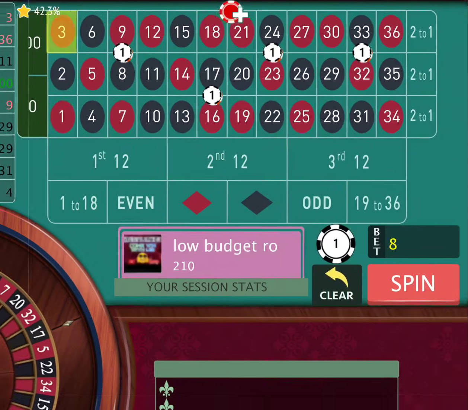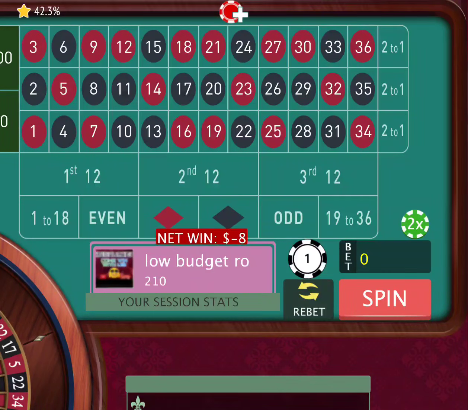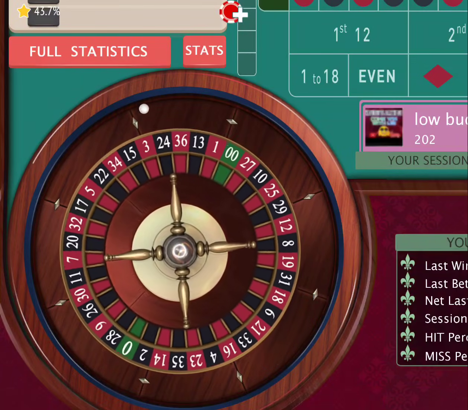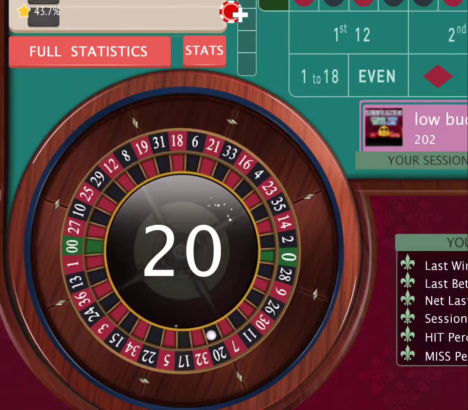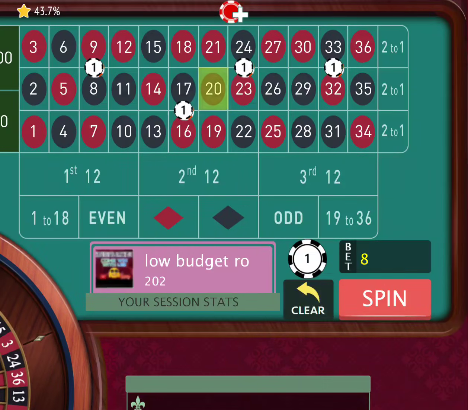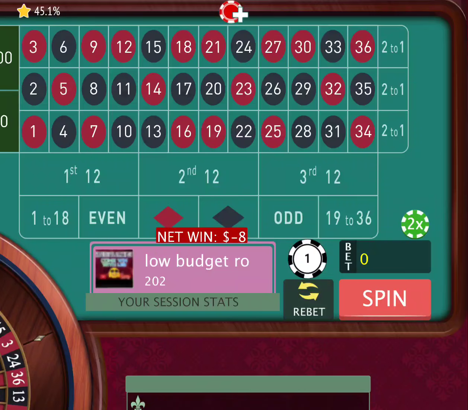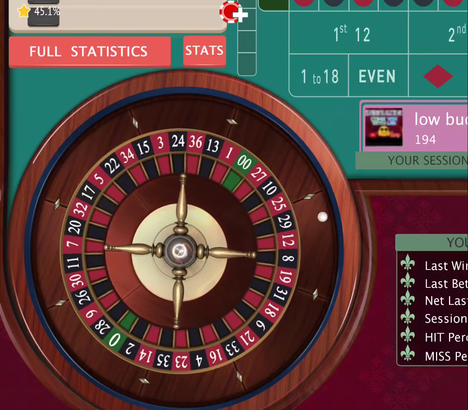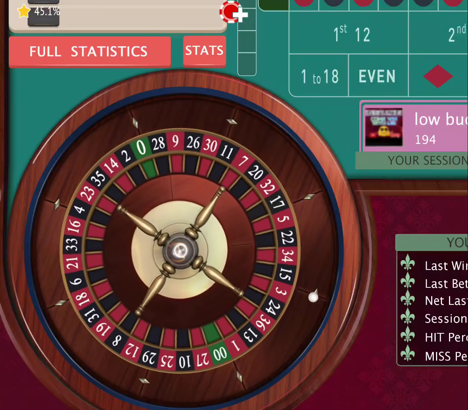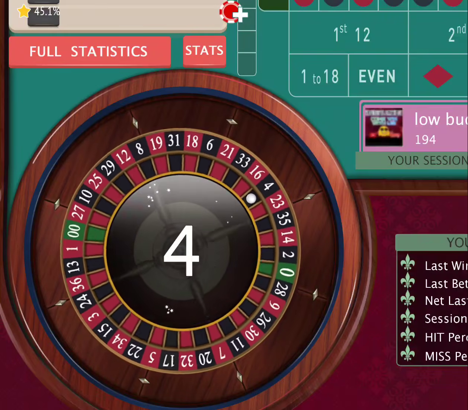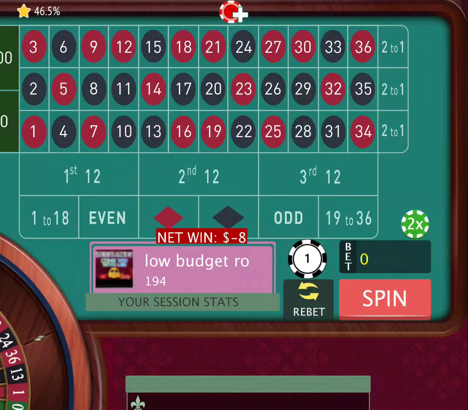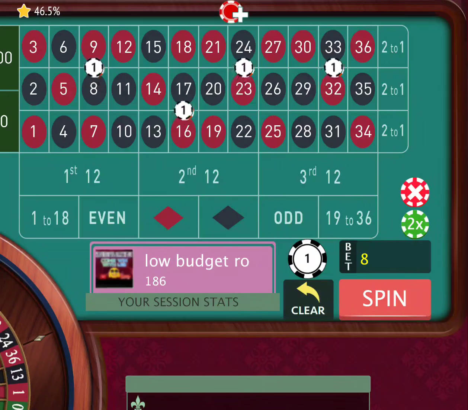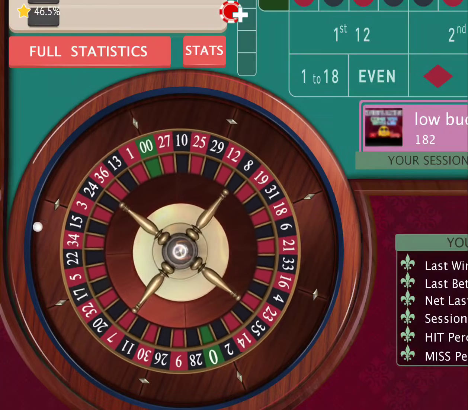There is the number 3 for your first miss. Spin again. There's a number 20 for your second miss. Spin again. There's a number 4 for your third miss. Ladder the system again and spin.